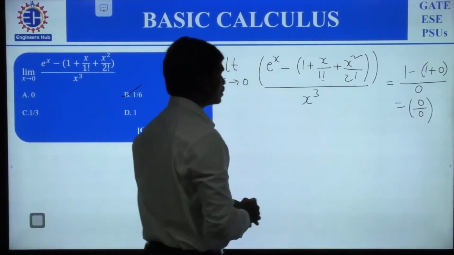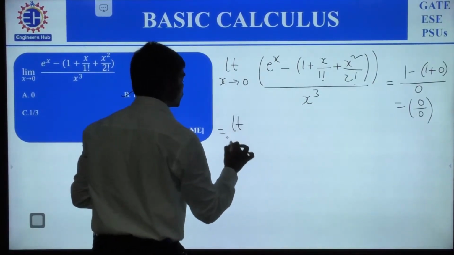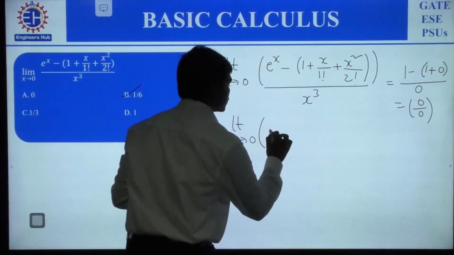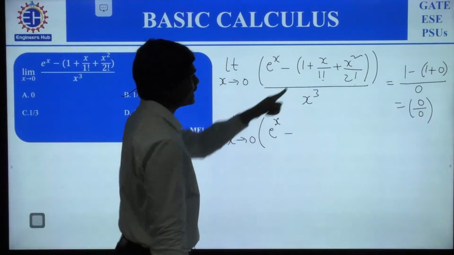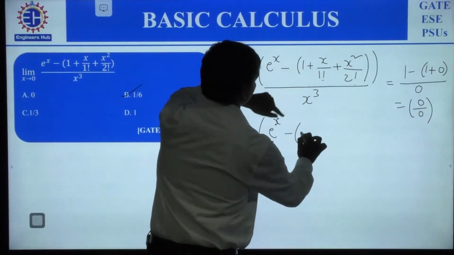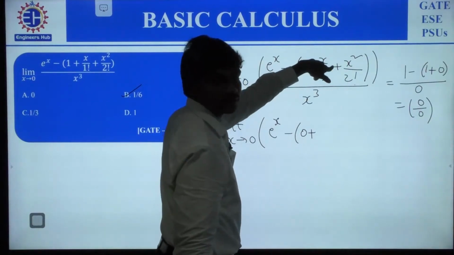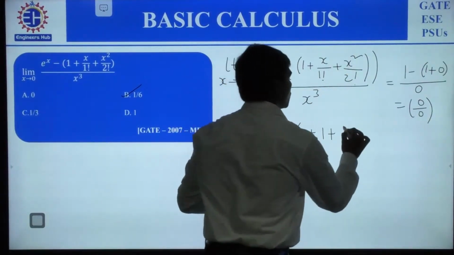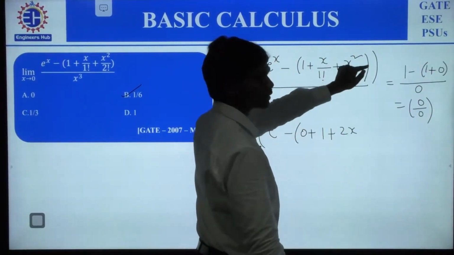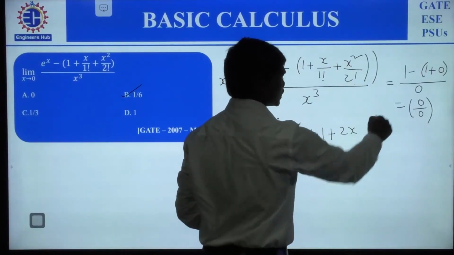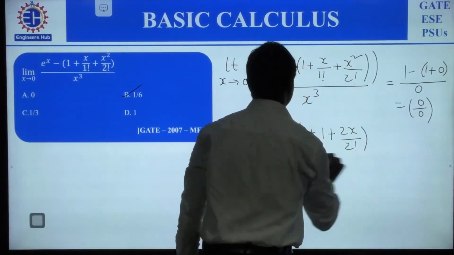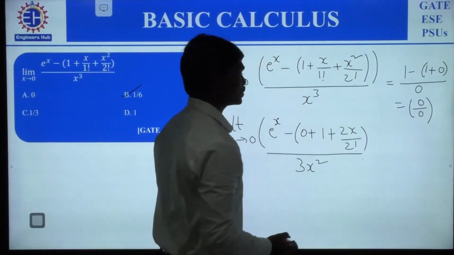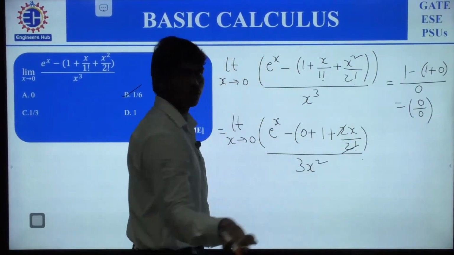So this is 0 by 0 form. So if you apply L'Hospital rule, which you could work out, limit x tends to 0, e power x, differentiation of e power x is e power x, we have seen, minus derivative of 1 with respect to x is 0, plus derivative of x with respect to x is 1, and 1 by 1 factorial will give you 1, plus derivative of x square is 2x, because differentiation of x power n is n into x power n minus 1. So x square is 2 into x power 2 minus 1 divided by 2 factorial, divided by this x cube will give me 3x square. Okay, so this 2 factorial 2 gets cancelled because value of 2 factorial is 2. It's obvious.